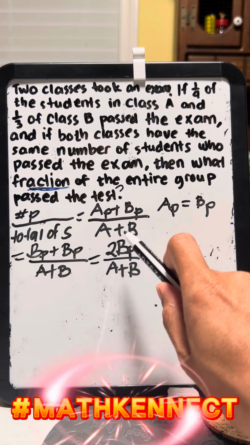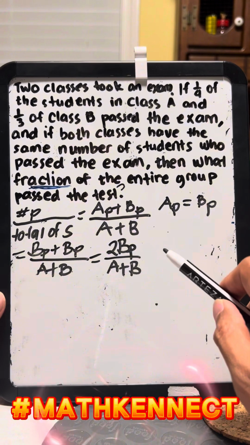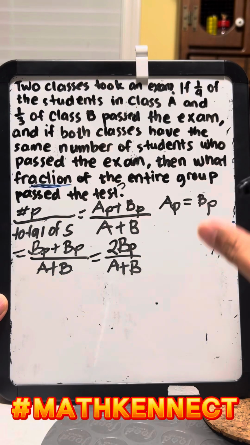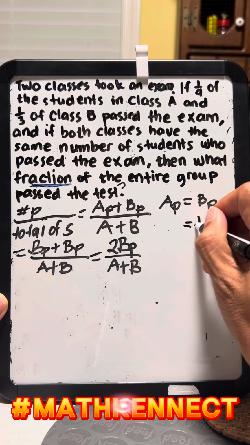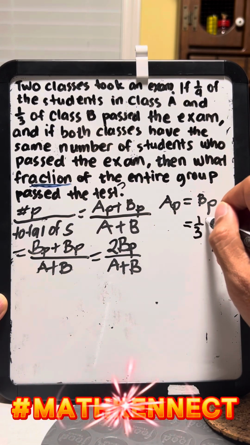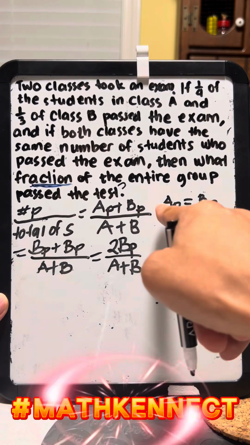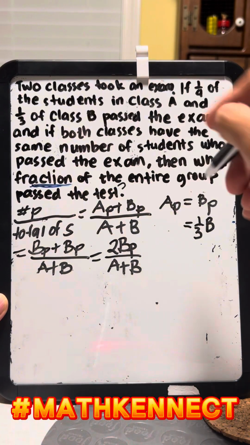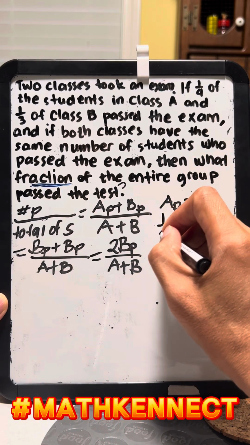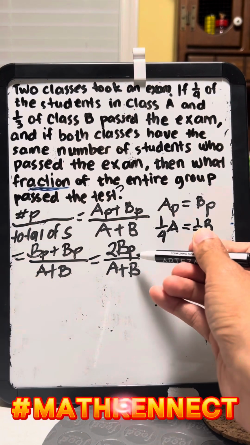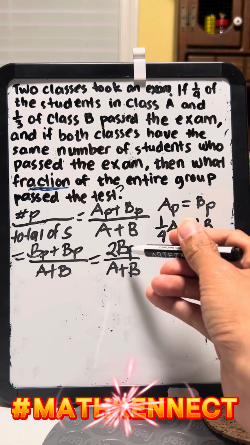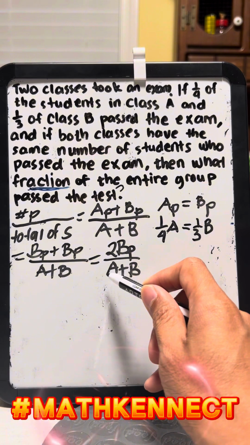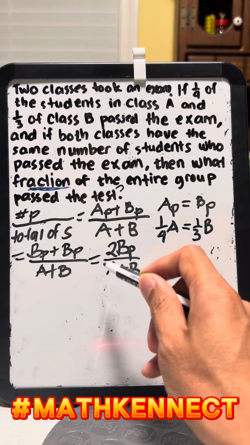Okay, so let's go back to the question and see which clue we can get. Remember that the number of passers in class B is 1/3 of the class. So that means 1/3 of the class B. Then for class A, the number of students who passed is 1/4 of the entire class. So 1/4 of A. Look at this formula here. Both our numerator and denominator are B's. So we need to express A in terms of B so that we can combine all of them.